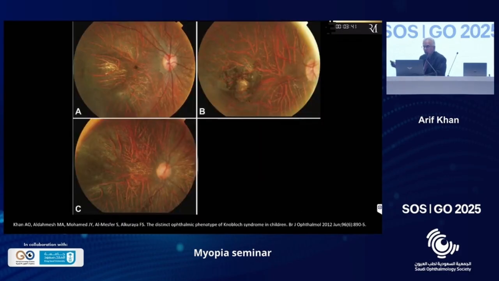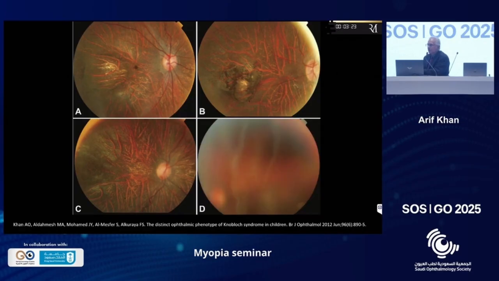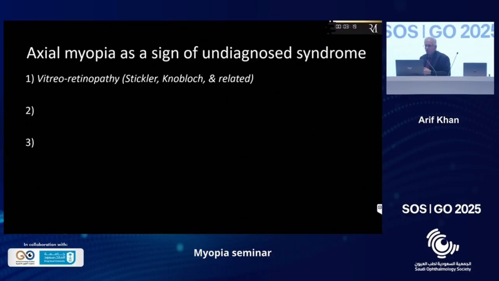These are 3 different patients with Knobloch syndrome. They all look like they're the same patient because it's a pathognomonic phenotype. Again, that macular atrophy, the choroidal show, the choroidal vessels radiating from the fovea, the amount of choroidal show out of proportion to the amount of myopia. And again, if you focus the camera anteriorly, you see the fibrillar vitreous.